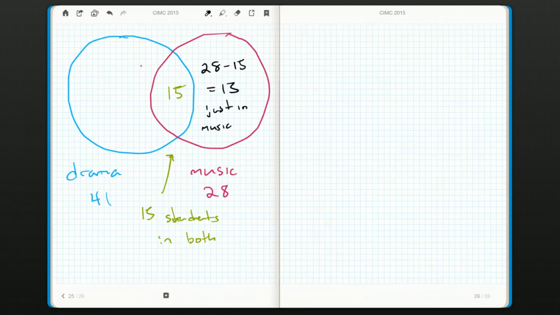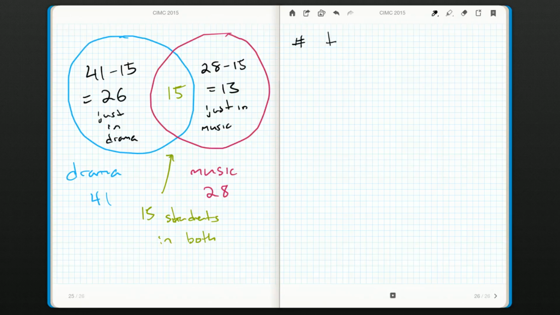We do the same sort of thing over here. We need 41 overall in the blue circle, the drama circle. That's how many people are in drama. 15 of them are in drama, but also in music, and they're in this little overlap here. So how many people does that leave out here, which represents just the people in drama? Well, 41 minus 15. That 15 has already been accounted for, and that's 26. So 26 people just in drama. So the total number of students overall, well, we count up each area separately. So 26 plus the overlap plus 13.